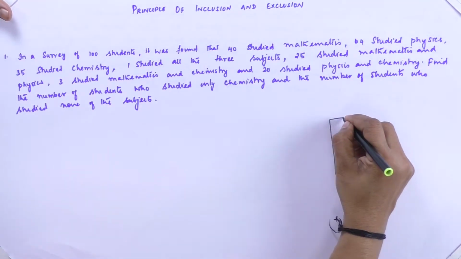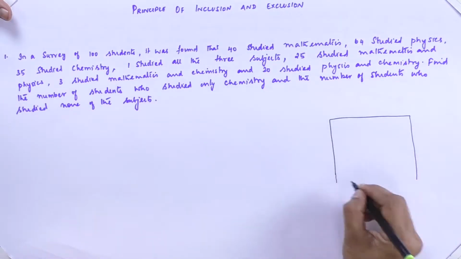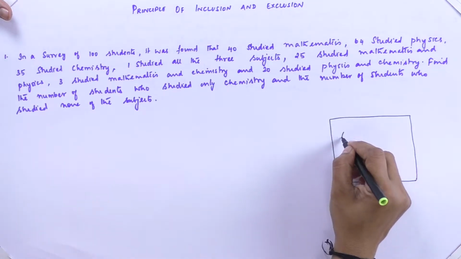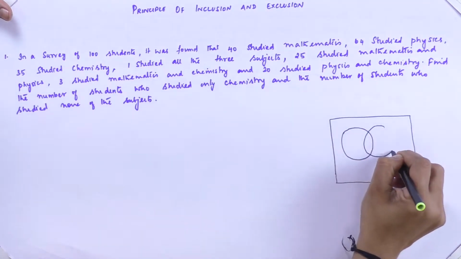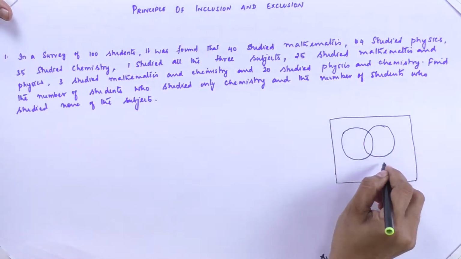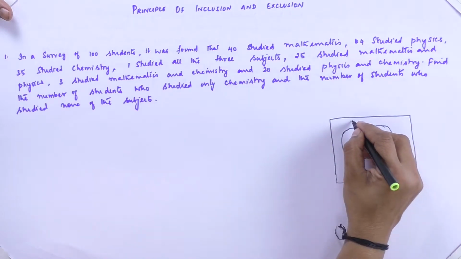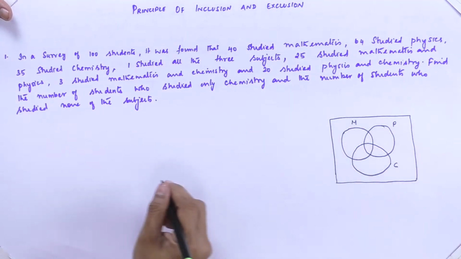Whenever the common portion of all the three sets is given, if we go by the Venn diagram, it will be very easy. What are the three sets given here? The three sets given here are the students who have studied maths, physics, and chemistry. Let this be the maths set, physics set and chemistry set, right?